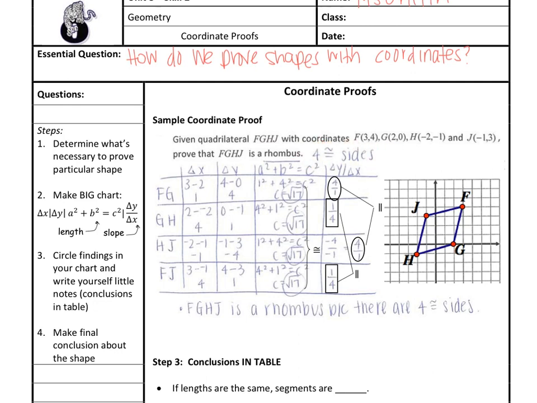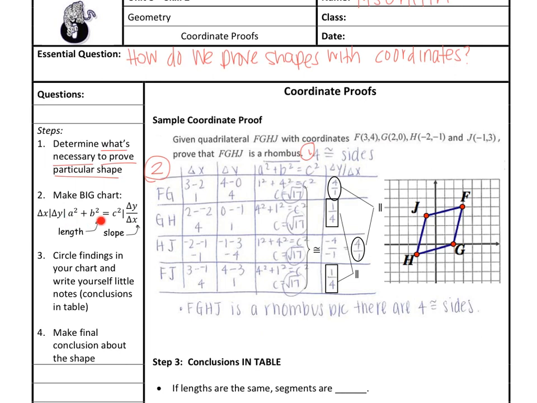So your first step is to come up with a plan. What's necessary to prove the particular shape? Then your second step is to make a huge, gigantic chart. You are used to the chart with change x, change y, Pythagorean theorem, and slope.